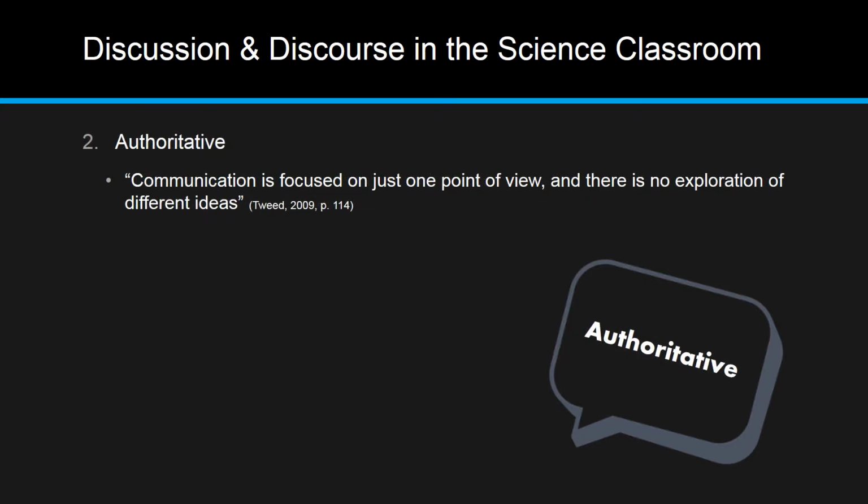Authoritative communication involves strategies that focus on just one point of view. In other words, only one person's ideas, thoughts, or opinions are explored, and there is no exploration of different ideas. Oftentimes, the authoritative approach examines one scientific point of view.